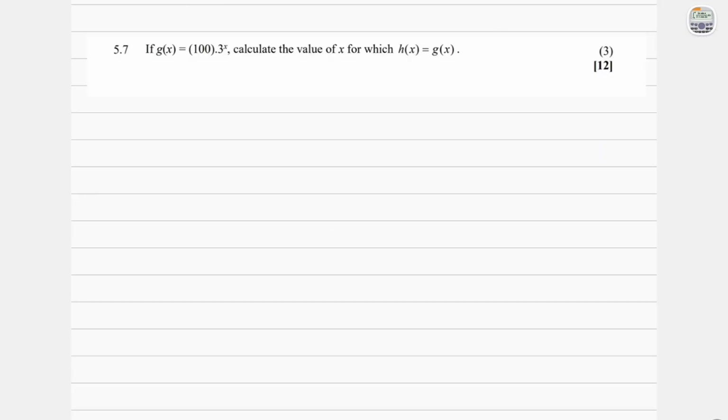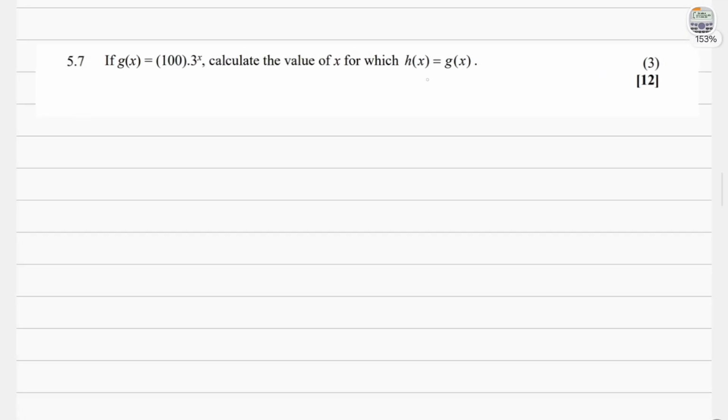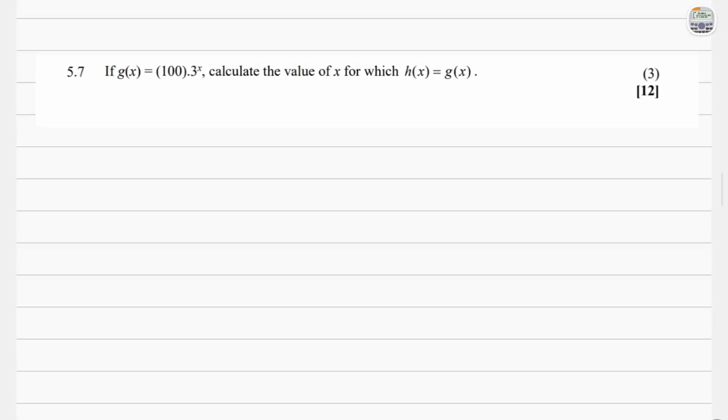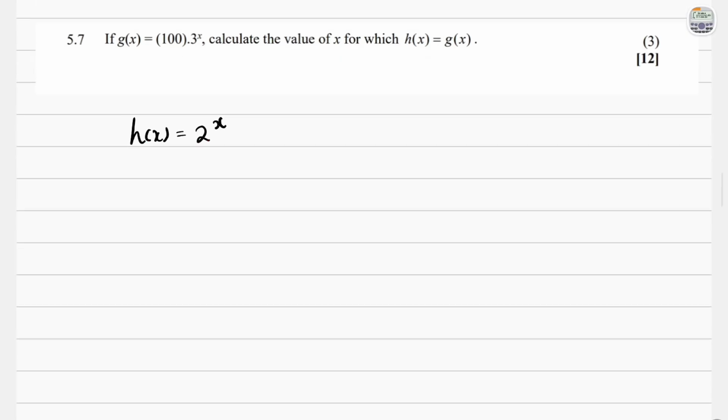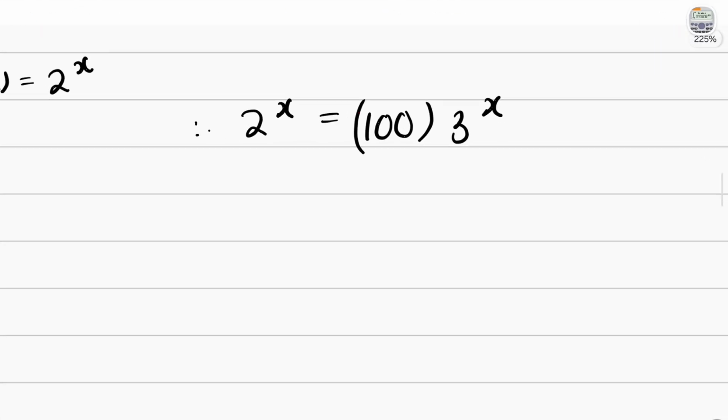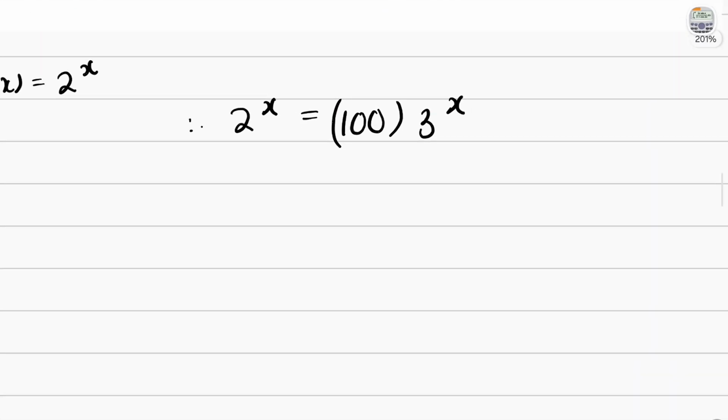And 5.7, the last question for question 5, says, if g of x is equal to 100 multiplied by 3 to the power of x, calculate the value of x for which h of x is equal to g of x. So remember that h of x is 2 raised to the power of x. So we're just equating these two. So this is where 2 raised to the power of x is equal to 100 multiplied by 3 raised to the power of x. So we just have to solve for x in this equation.